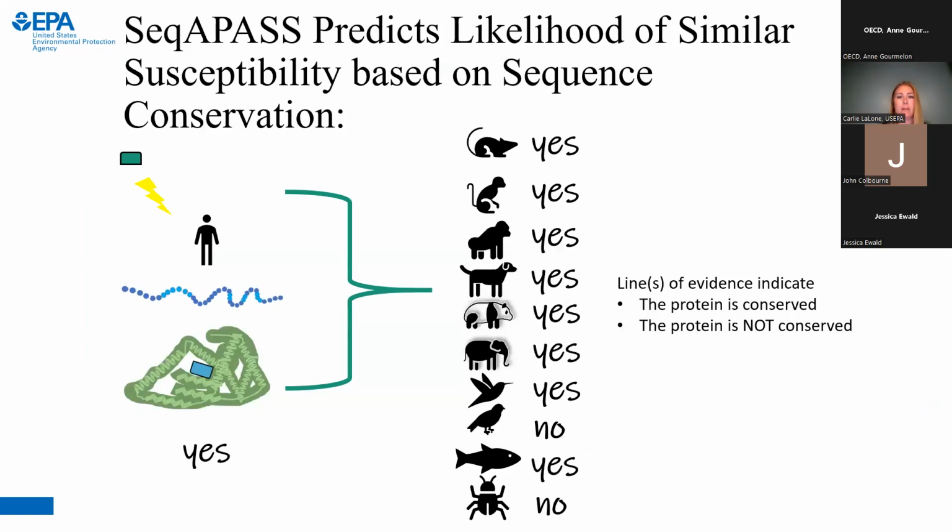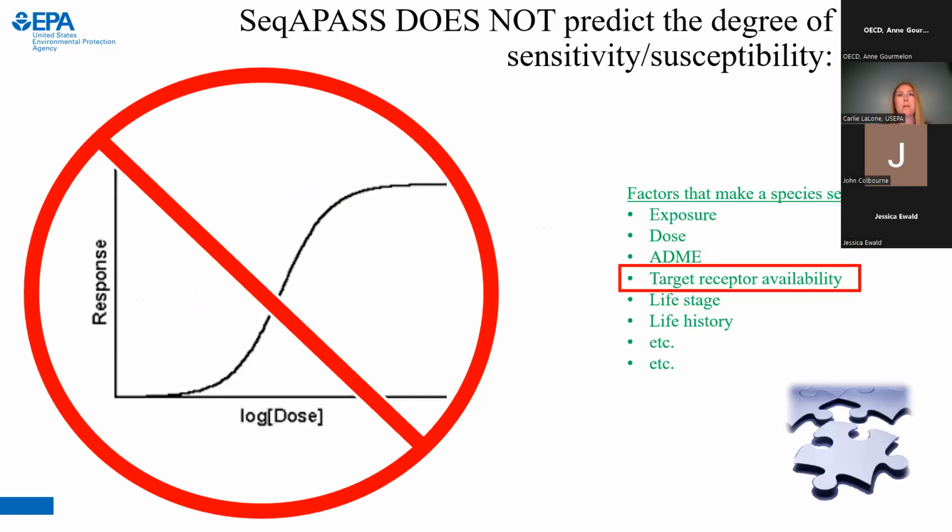So, in thinking about the SeqAPASS query and what the information that is generated looks like, we have a prediction of susceptible yes or susceptible no based on the lines of evidence towards conservation. So we really end up with a yes or a no prediction of susceptibility or conservation of that particular protein in another species. And again, we can start with any species, and the results look at the diversity of species, giving a yes or no prediction. So this is something that was requested from program office partners within the EPA as we were developing the tool.